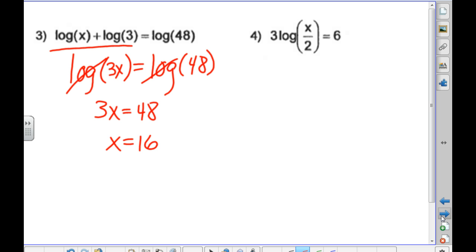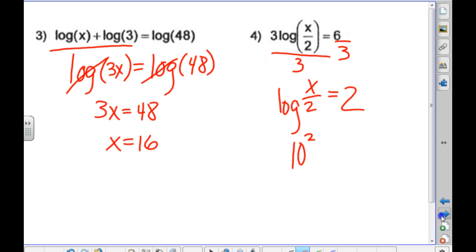How's that? What do we want to do on this one? Divide by 3 first would have been my answer. 2 log of x over 2 equals 2. Rewrite it. This is a base 10. So we have 10 squared equals x over 2. That's 100. And to get rid of divide 2, you multiply. So everybody got 200? We good?